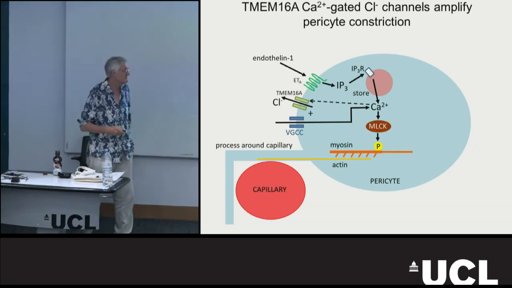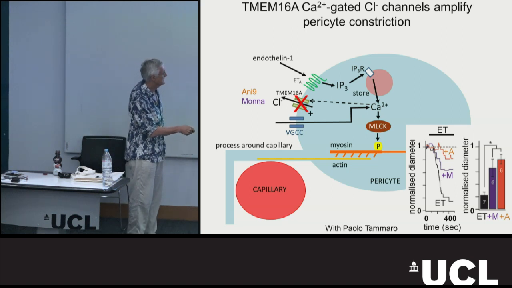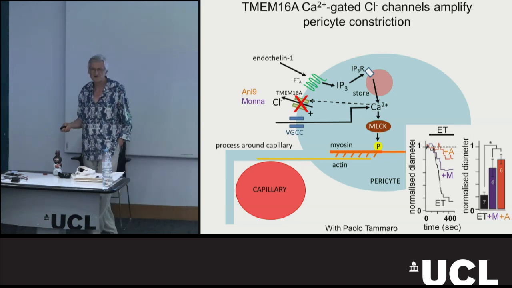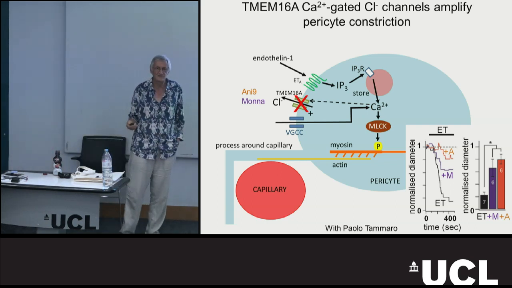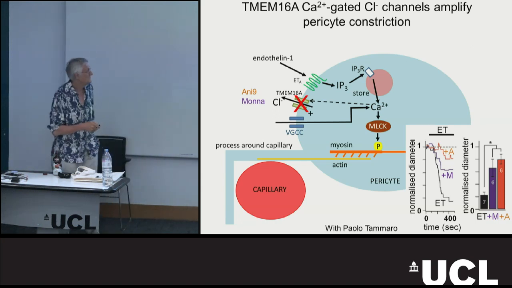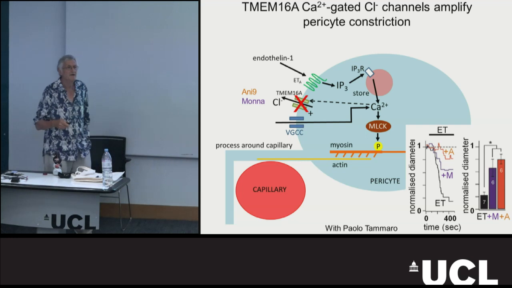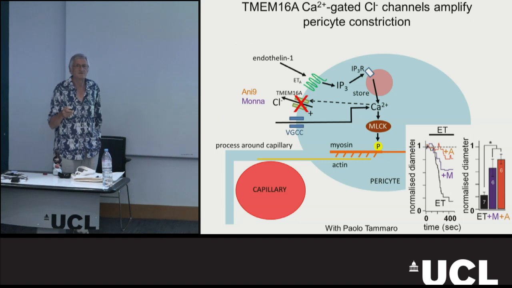calcium elevation is amplified. And we know this is happening because if we apply endothelin, here's the constriction produced by endothelin, and we then apply two structurally different blockers of this chloride channel here, called Ani9 or MONA, both of these greatly decrease the amount of constriction which endothelin produces. And in other experiments I don't have on the slide, we've shown that that decreases the calcium elevation as well. So endogenous GPCR agonists can release calcium from stores and evoke constriction, but that's amplified by this combination of the calcium-gated chloride channel and the voltage-gated calcium channels.